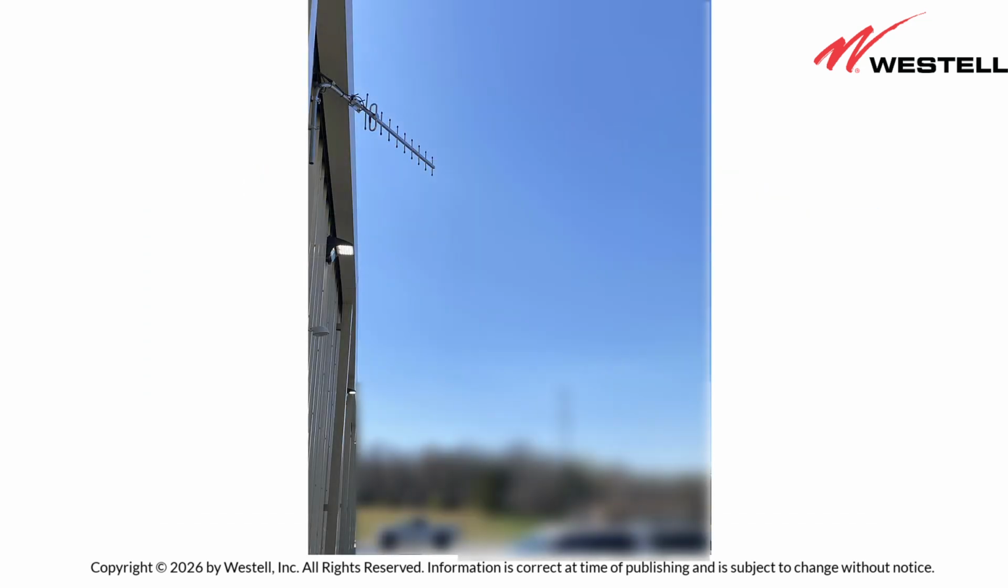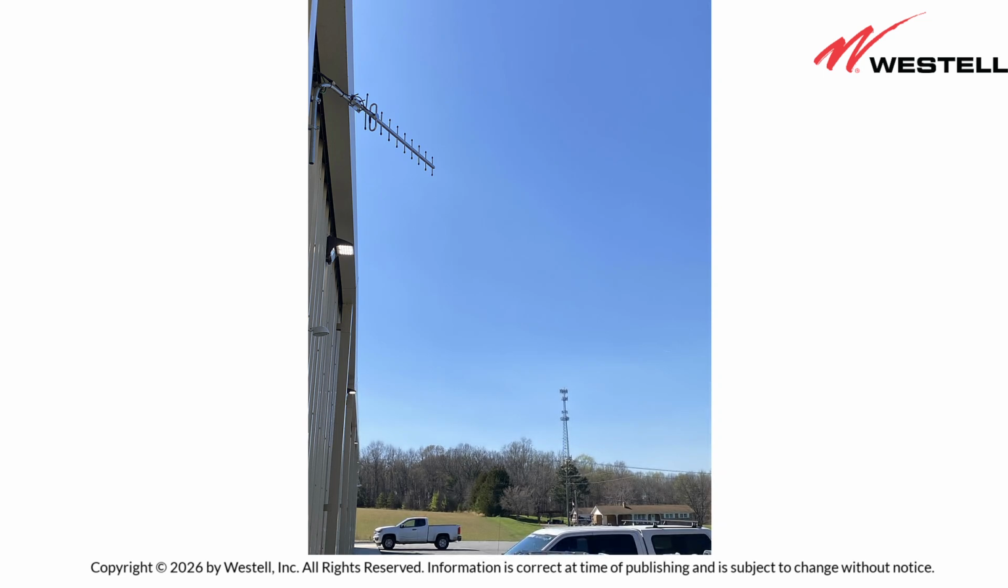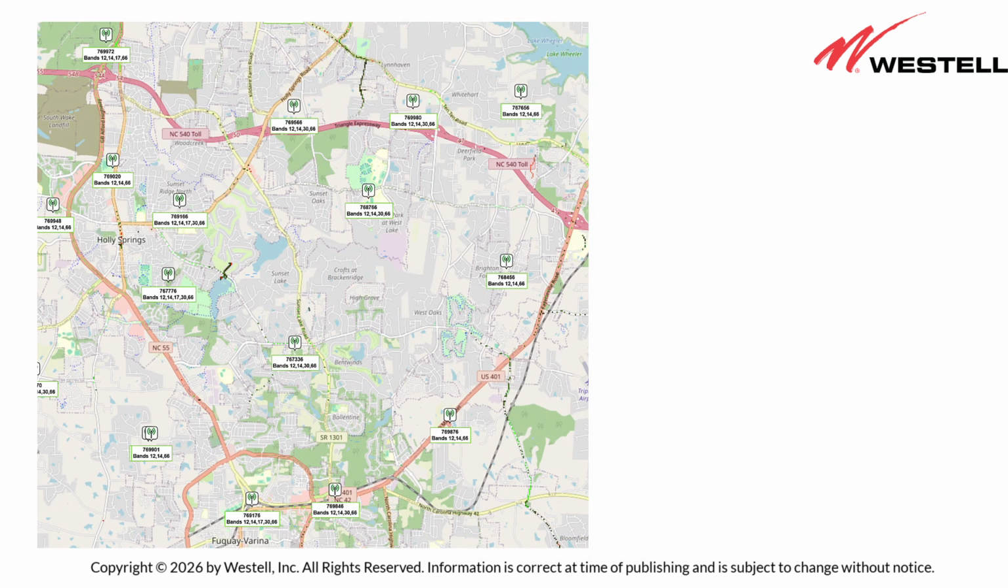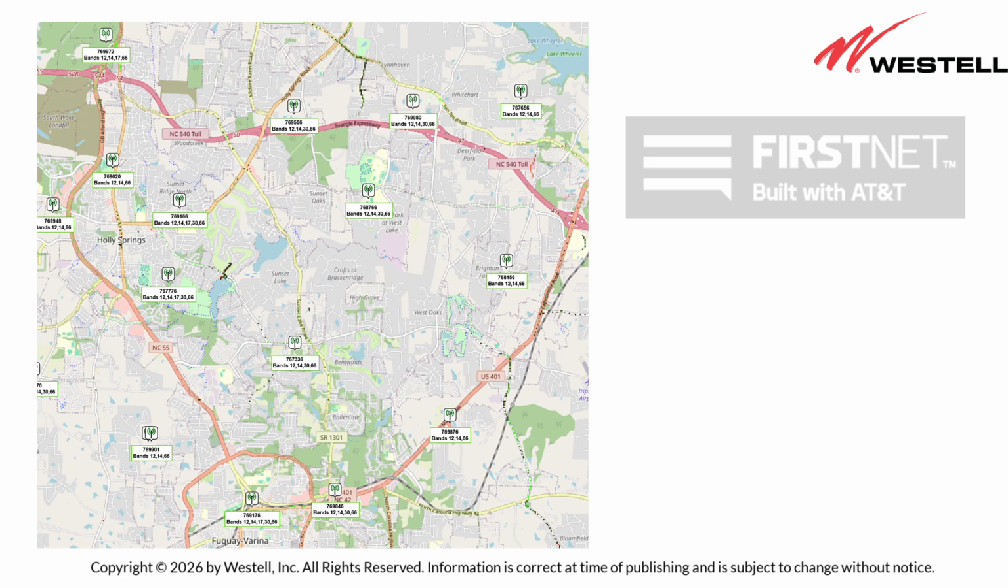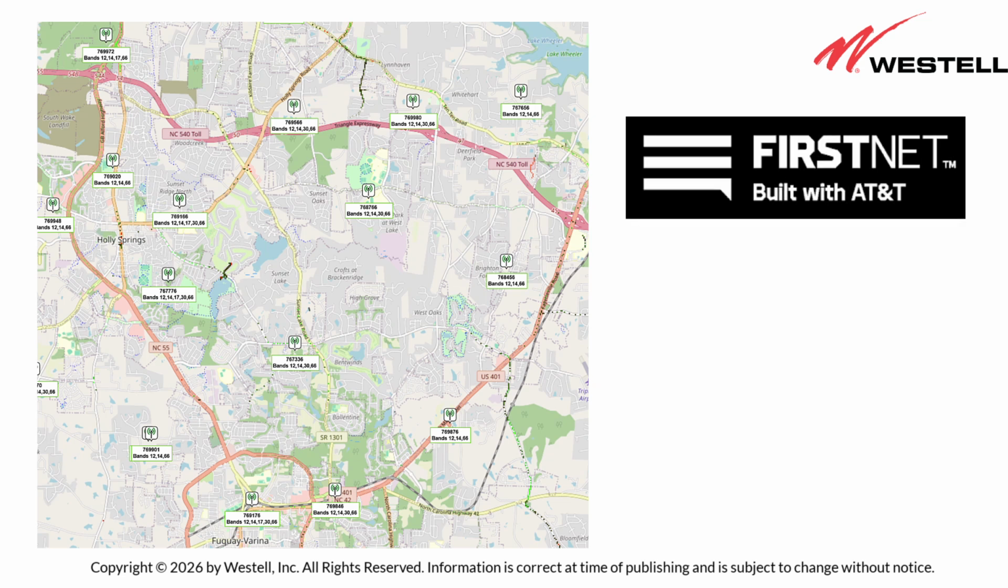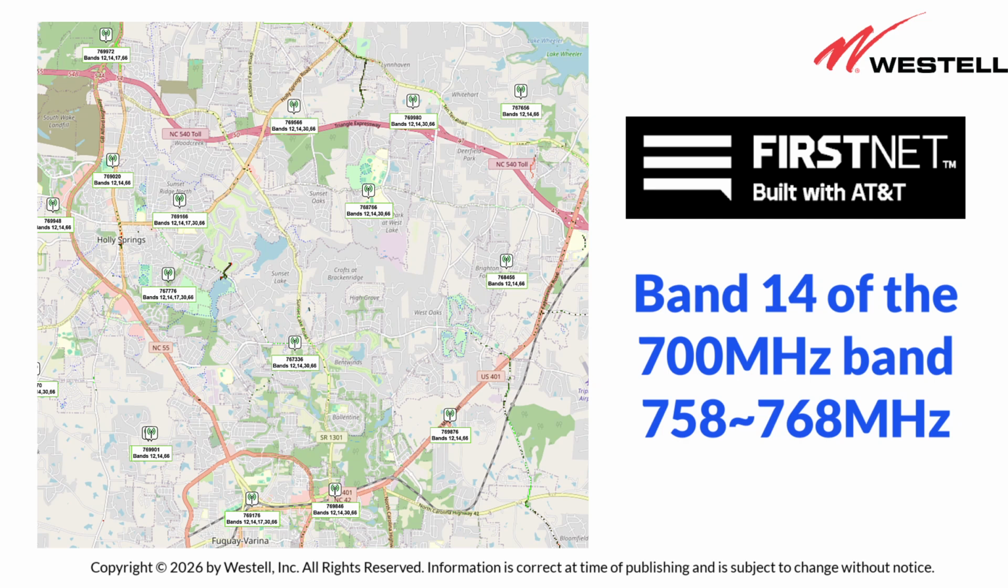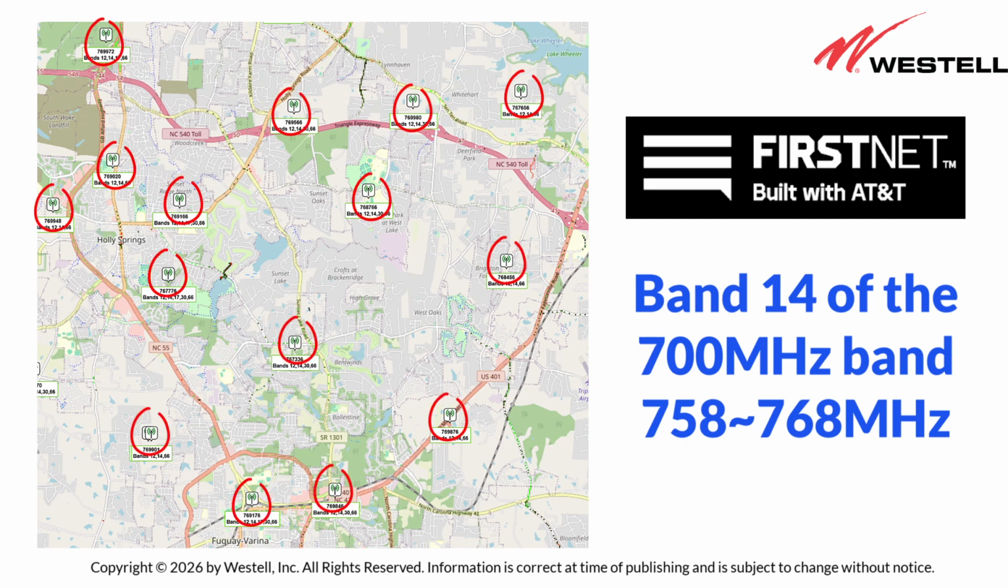How likely is it that a cellular site is physically close to a BDA's donor antenna? Let's look at an example of an area south of Raleigh, North Carolina. The primary source of wideband interference is the FirstNet channel in band 14 of the 700 MHz band. It is broadcast by AT&T cell sites. Within this area, there are 15 AT&T cell sites.